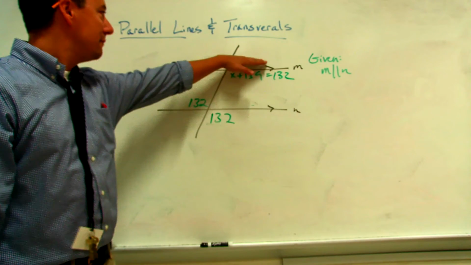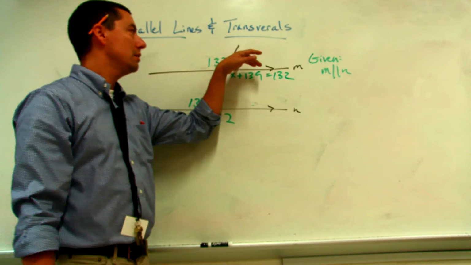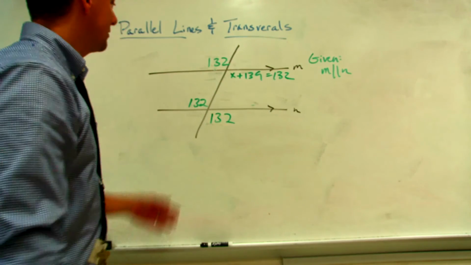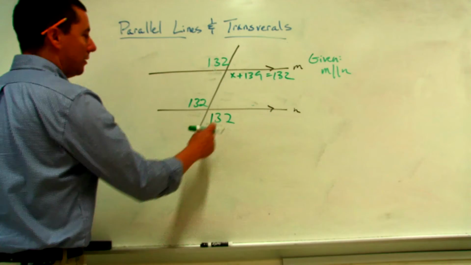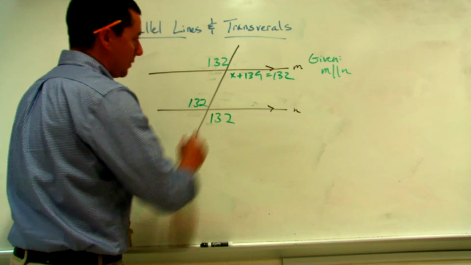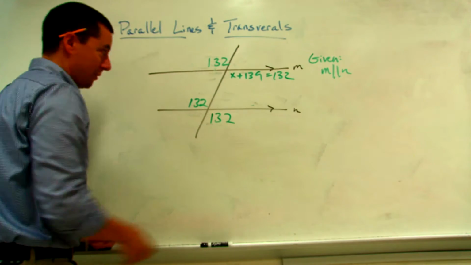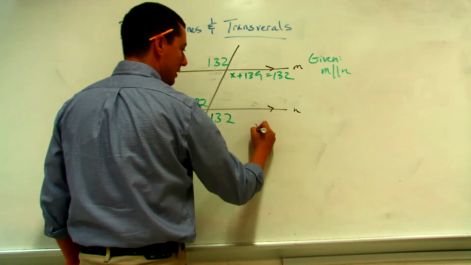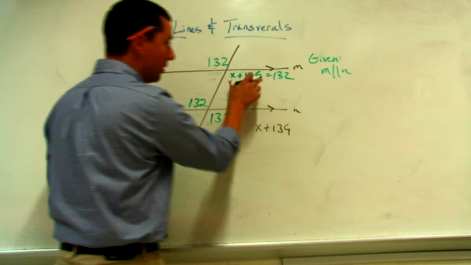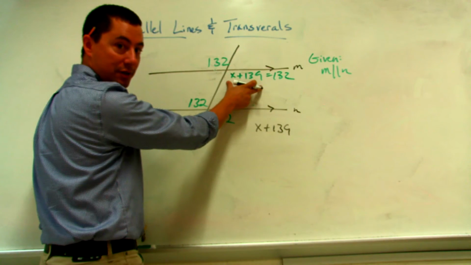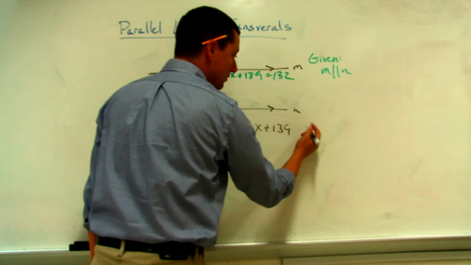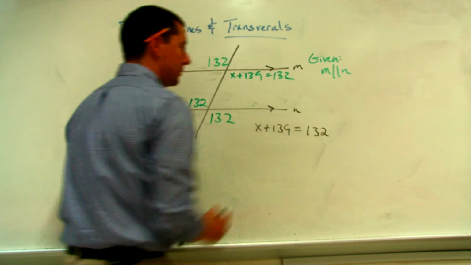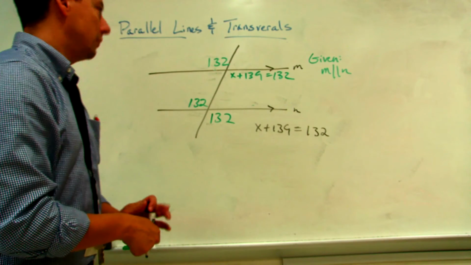I can go ahead and figure out, okay, well, this would be 180 minus 132, which is 48. Is that right? That's right. You check that. But I don't really care about these anymore. All I really want to do is find x. I've got my equation now: x plus 139, because I know that this angle is x plus 139. I also know it's 132. It tells me that x plus 139 has to equal 132, right? Okay, so what do I do now?